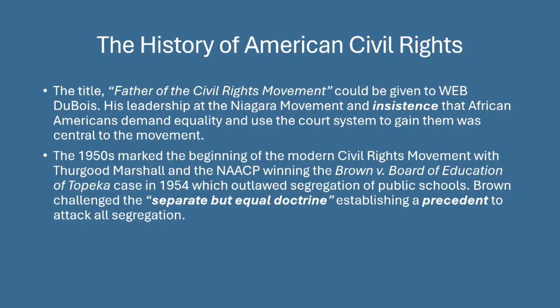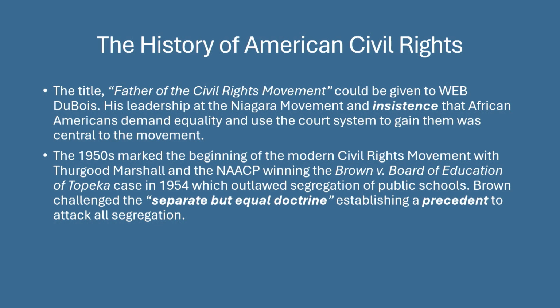All right, the history of American civil rights. The title father of the civil rights movement could be given to W.E.B. Du Bois. His leadership at the Niagara Movement at the turn of the century and his insistence that African Americans demand equality and use the court system to gain it was central to the movement. The 1950s marked the beginning of the modern civil rights movement with Thurgood Marshall and the NAACP winning the Brown v. Board of Education of Topeka case in 1954, which outlawed segregation of public schools. Brown challenged the separate but equal doctrine, establishing a precedent to attack all segregation.